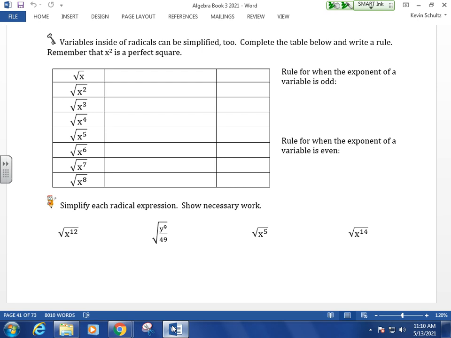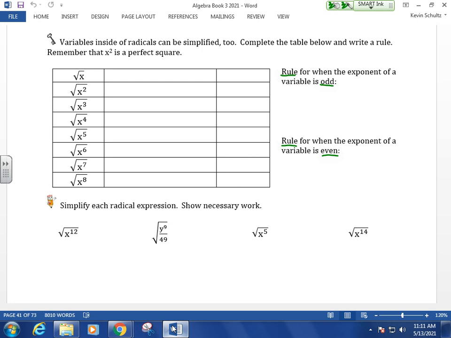We've got the first several terms listed out, just the exponent increasing by 1 here, but ultimately we want a rule for when the exponent of a variable is odd and a rule for when the exponent of a variable is even. So that when you're doing something like the root of x to the 14th, even though 14 isn't in this table, you're still able to do it.